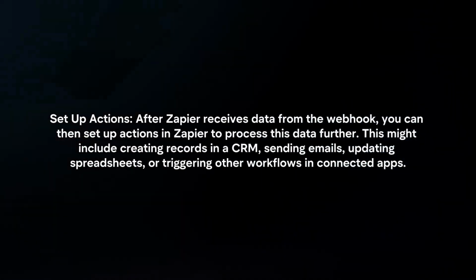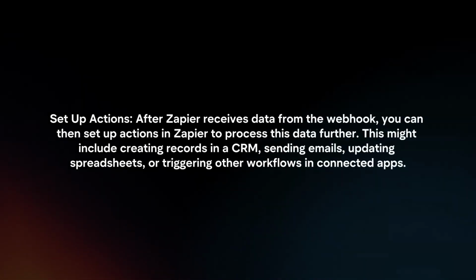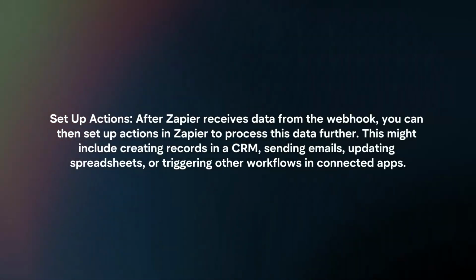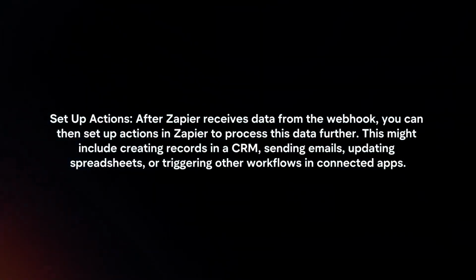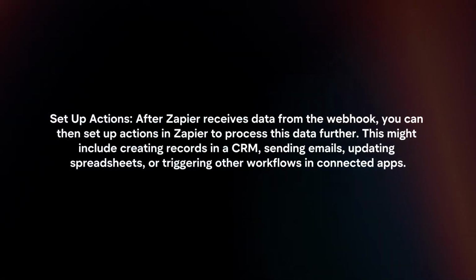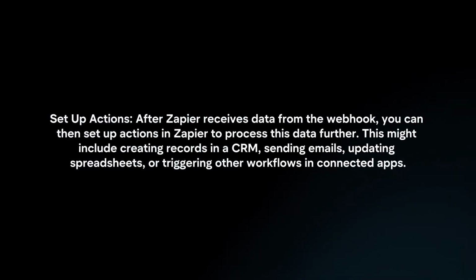Set up actions. After Zapier receives data from the webhook, you can then set up actions in Zapier to process this data further. This might include creating records in a CRM, sending emails, updating spreadsheets, or triggering other workflows in connected apps.